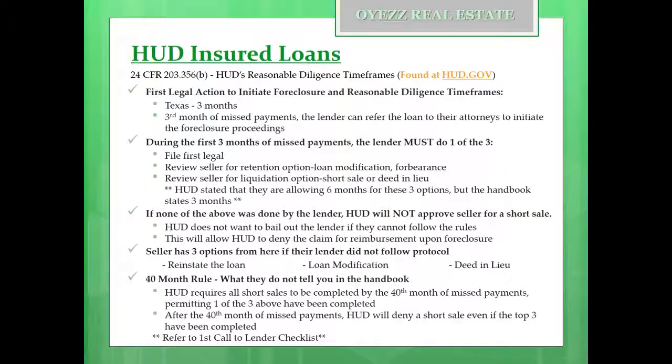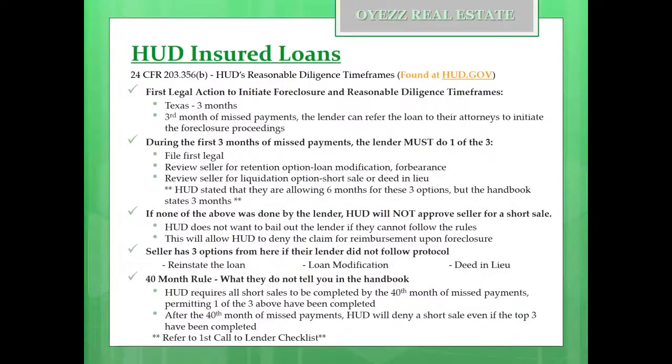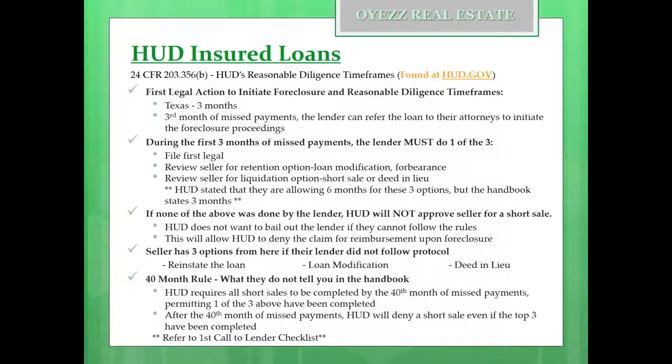So if we're going back to this list, if none of the 3 were done, HUD will not do a short sale. So if they didn't do that, the seller from this point only has 3 options. They can either reinstate the loan, but if they're going through a short sale, they have a financial hardship. They're not going to be able to do that. They can do a loan modification, but if their expenses are more than their income, they're not going to be able to be approved for the loan modification. And then the last thing is a deed in lieu.